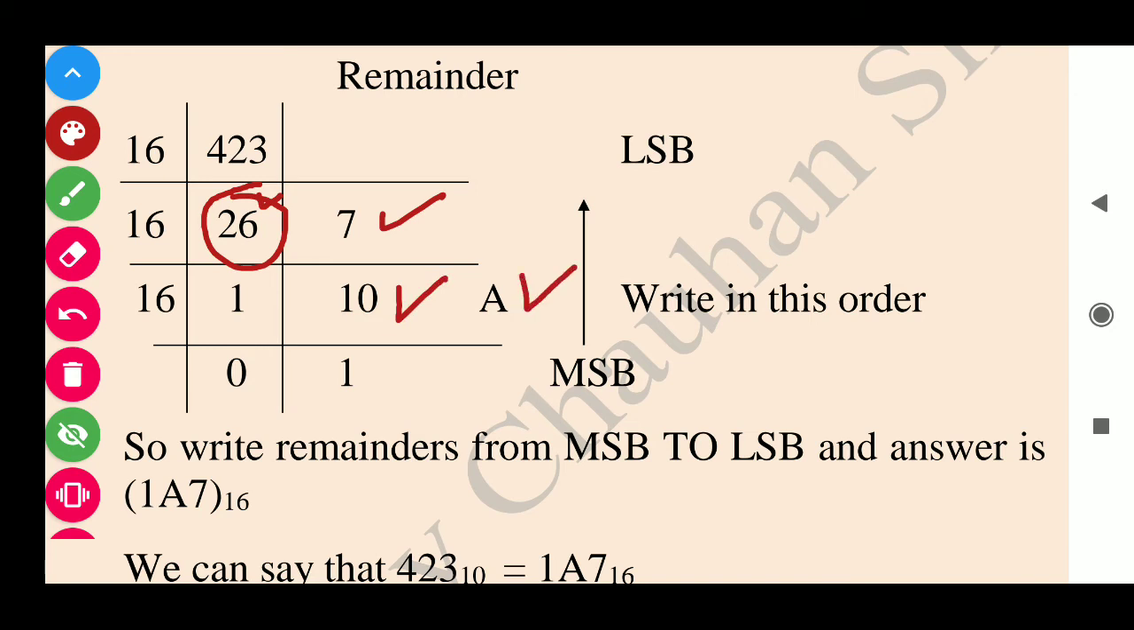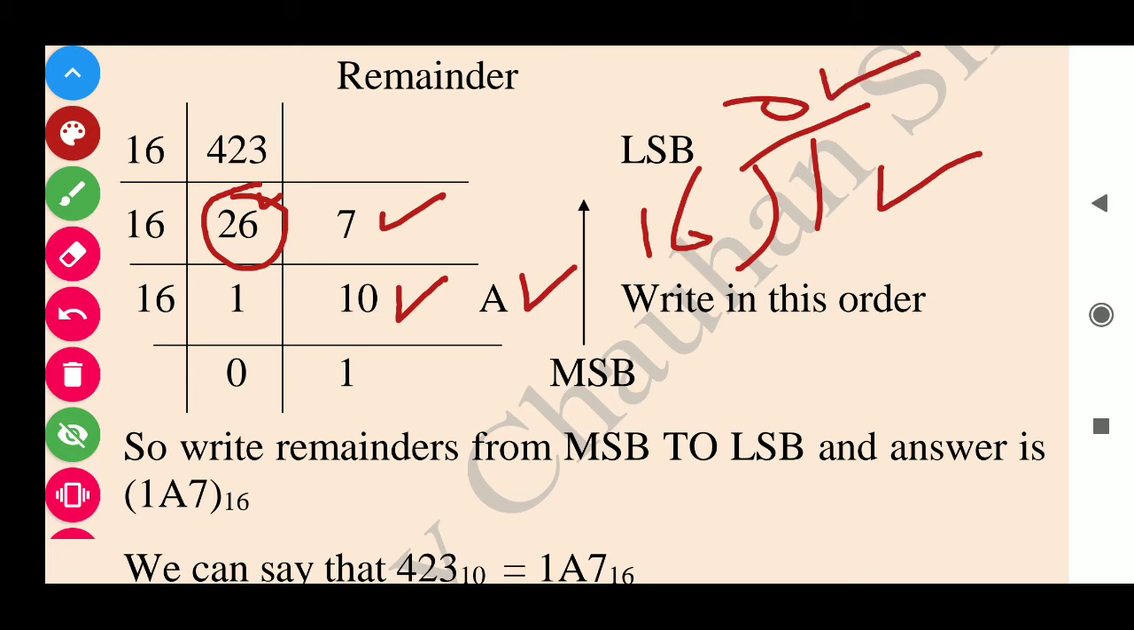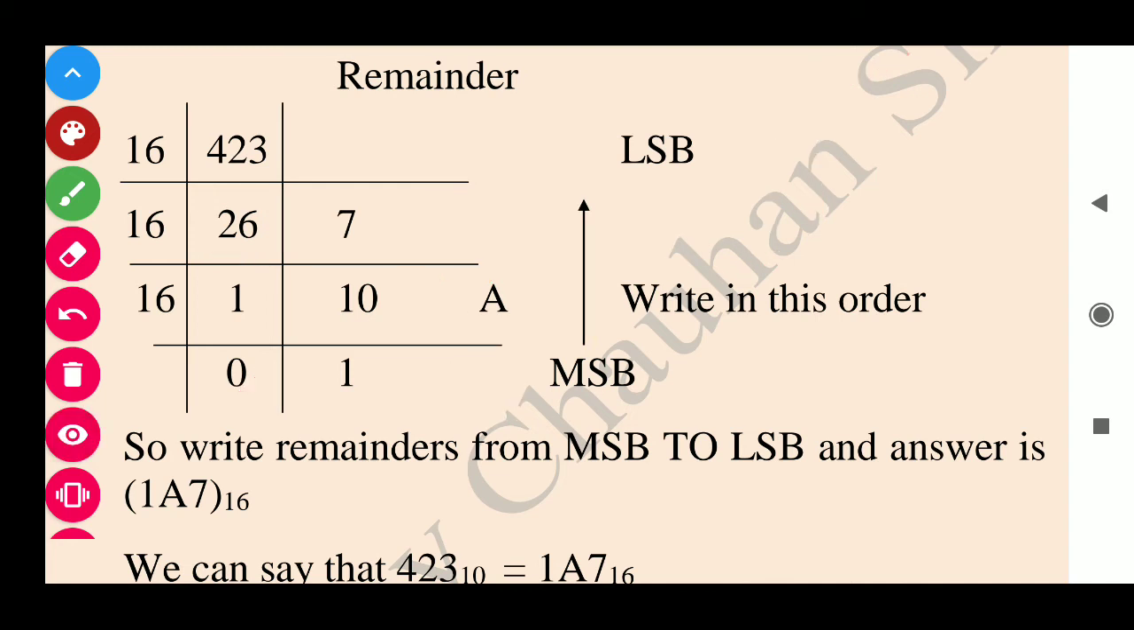Now 1 is divided by 16, cannot divide, so 0 times, the remainder is 1, so the quotient is 0. Write this 0 and the remainder here, and write your answer from MSB to LSB. So 1A7 is your answer. Or you can say that 423 base 10, the decimal number, is equivalent to 1AC hexadecimal number. It is clear now? So this is the way how to convert your decimal number to hexadecimal number.